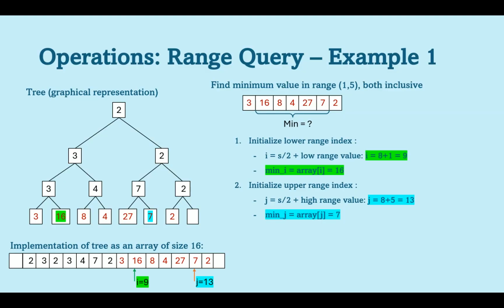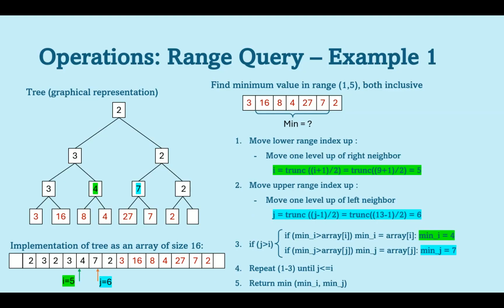above. So moving forward, our indexes i and j are now pointing at these two values of the level above the level that we have just looked over. For i, since it is the lower range index, the pointer moves one level up to the right neighbor. And for j, since it is the upper right index, the pointer is going to be moved up one level to the left neighbor.